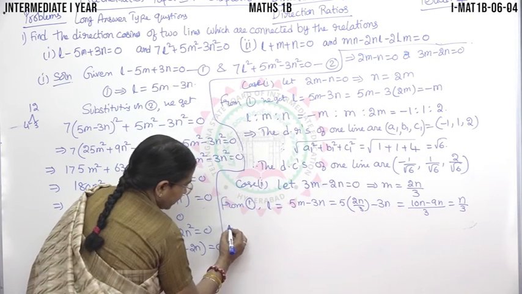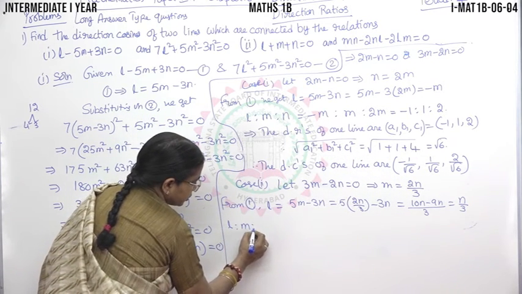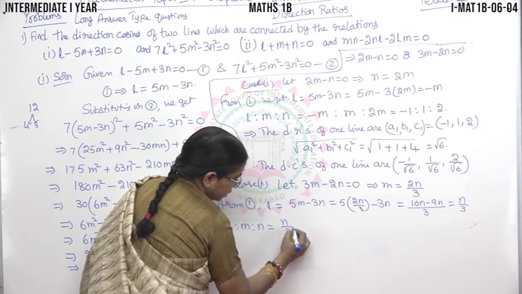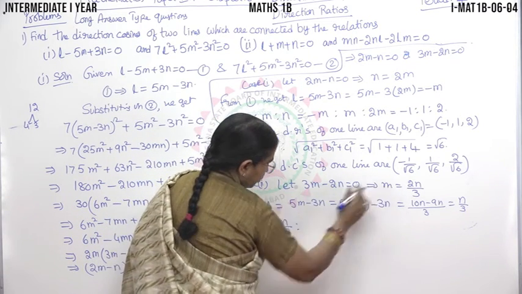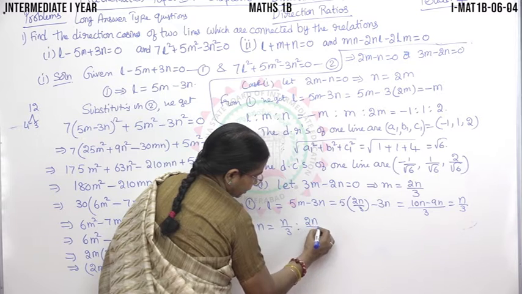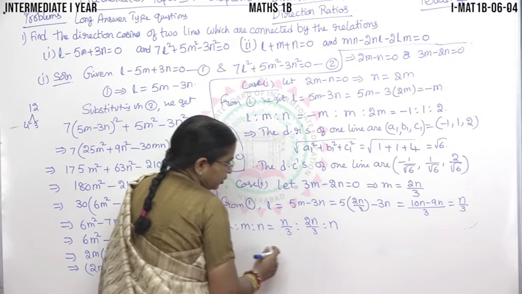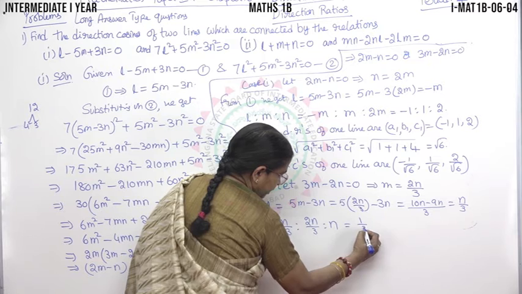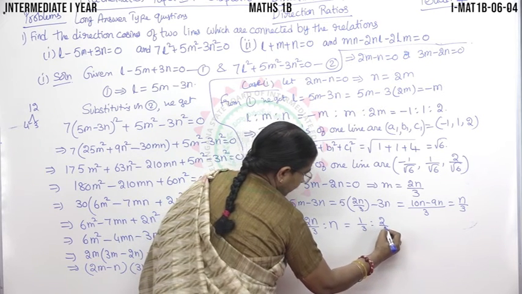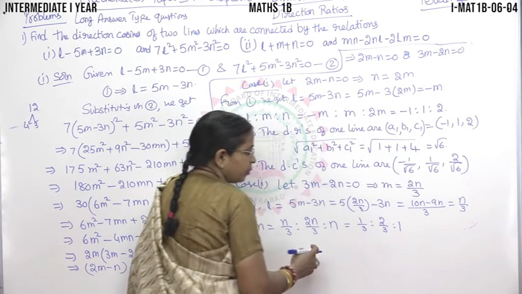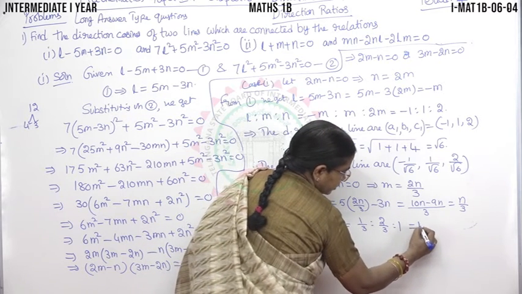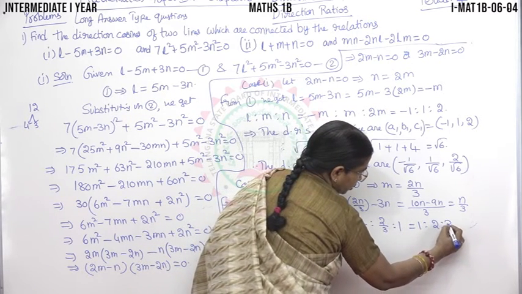Now we'll find again L is to m is to n. So what is L? n by 3 is to m. m is 2n by 3. 2n by 3 is to n. So you can take n common and cancel. So it is 1 by 3 is to 2 by 3 is to 1. Now multiply the whole ratio by 3. Then it becomes 1 is to 2 is to 3.